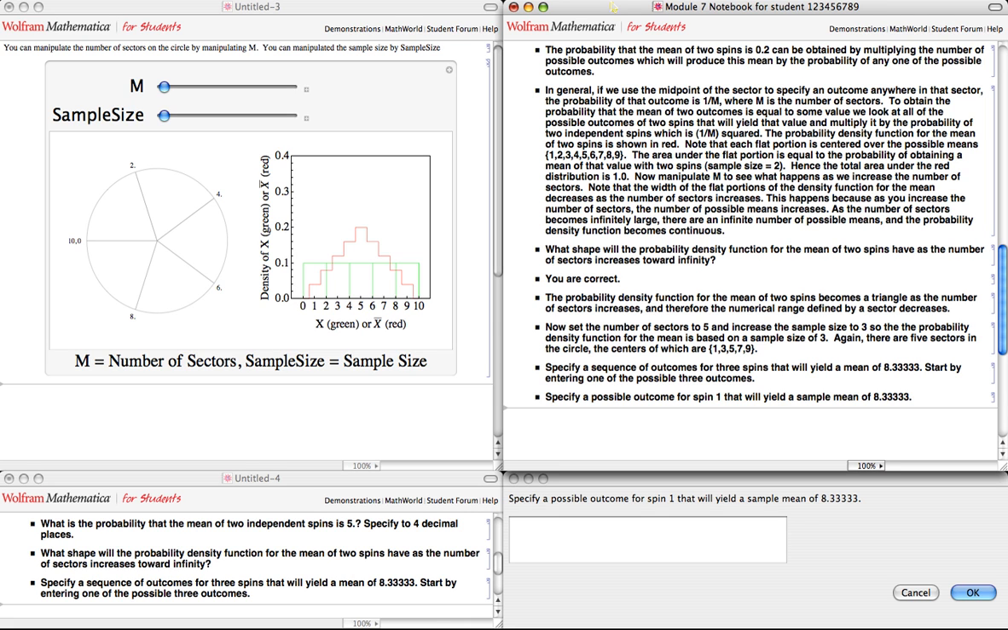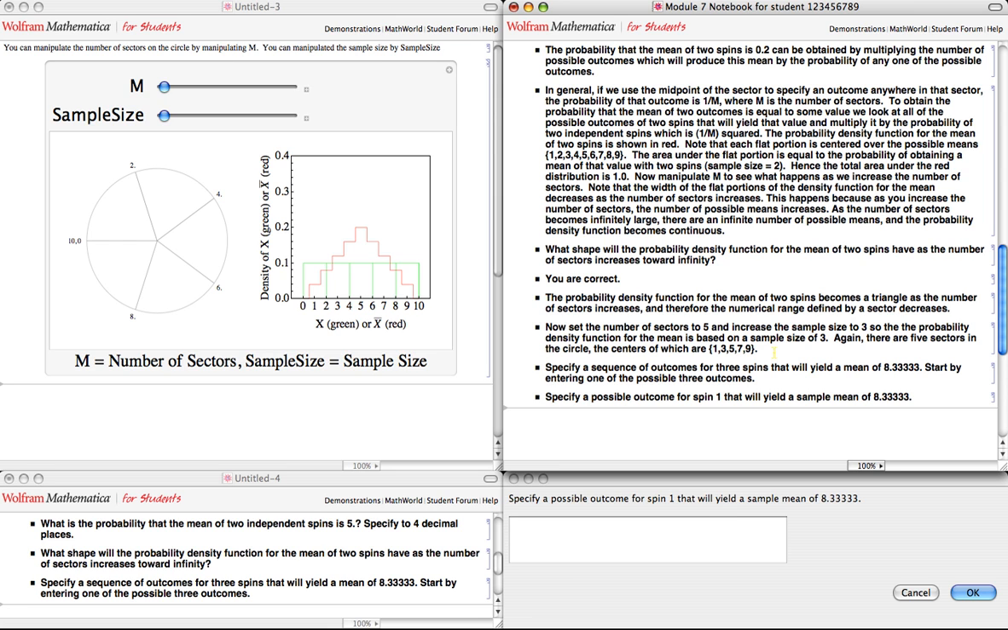This is Module 7. The question asks you to determine a sequence of outcomes for 3 spins that will yield a mean of 8.33333. The important thing to consider for this question is that the only outcomes that are possible for a single spin are 1, 3, 5, 7, and 9. So in what ways could you get a spin that has a sample mean equal to 8.3333?